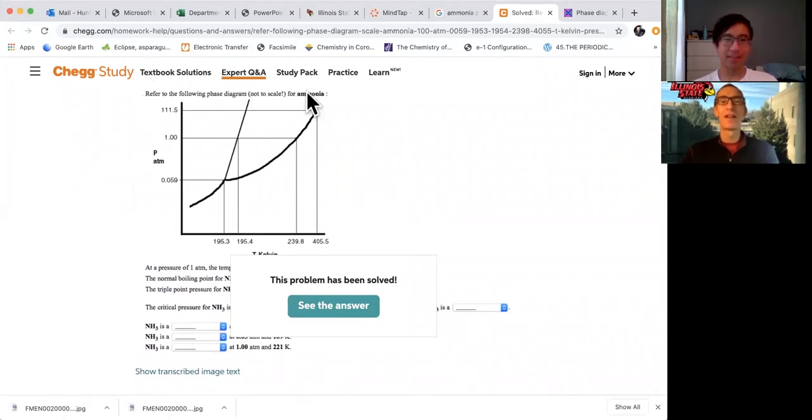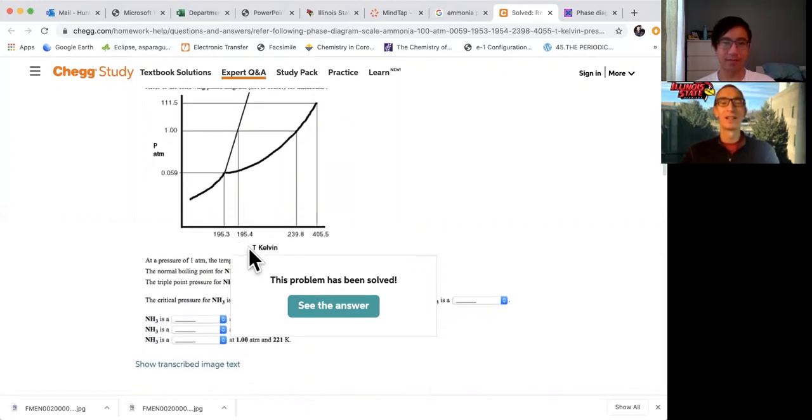This is the phase diagram for ammonia, right? It says not to scale. I appreciate them saying that because it's definitely not to scale. But here is temperature along the bottom, pressure in atmospheres along the side, liquid-gas line, solid-liquid line, and it goes up to the right.